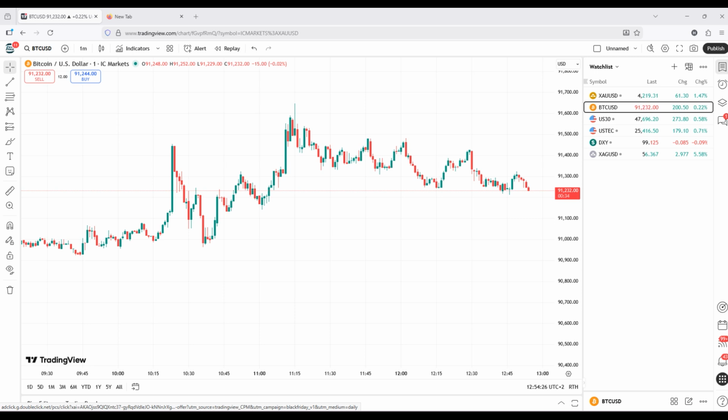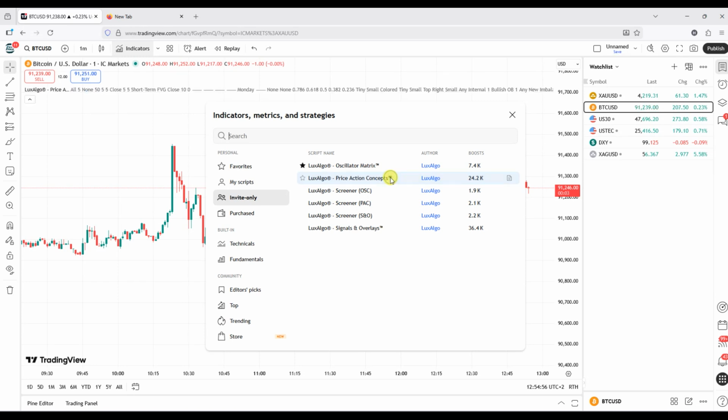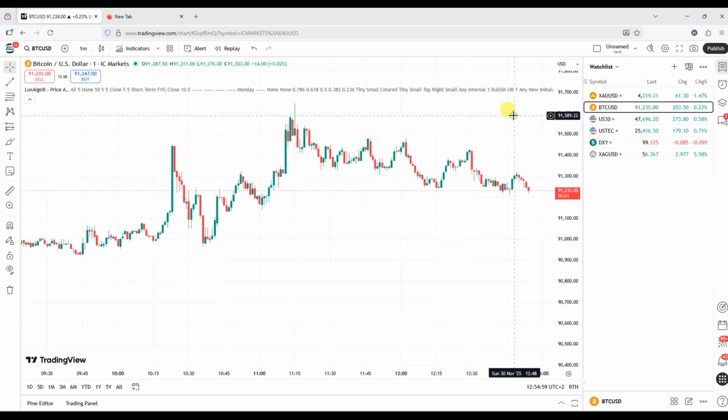We open TradingView, and as of now we have no indicators on a blank chart. We open indicators and go to invite only, and we can see Price Action Concepts, author Lux Algo. The boosts for this indicator are 24.2k, so it's downloaded a lot and used by many people after signals and overlays. Once I click on it, it comes onto our chart.